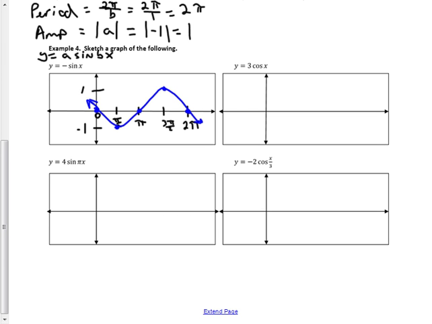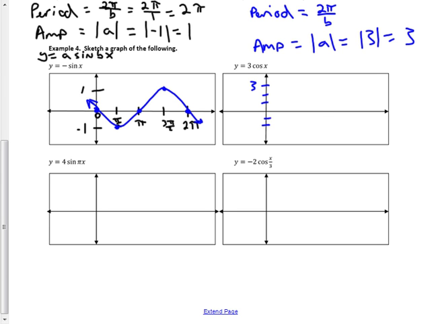So on this cosine, I've got 3 cosine x. This is going to look like a normal cosine. There's no negative in front, but it does have a 3 in front. When I look at the period of this, the period is still going to be 2 pi divided by b. And the amplitude is still going to be the absolute value of a. The a in front is a 3, so I've got the absolute value of 3, which is 3. And so this is going to go up 3: 1, 2, 3.